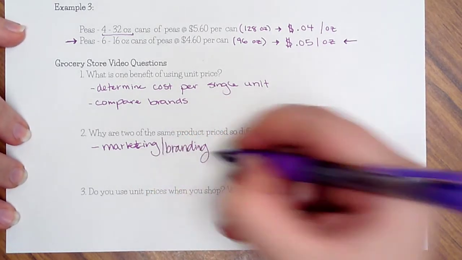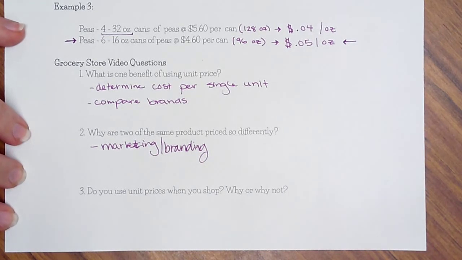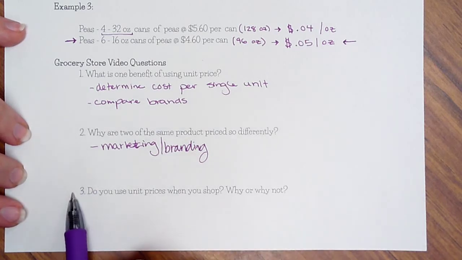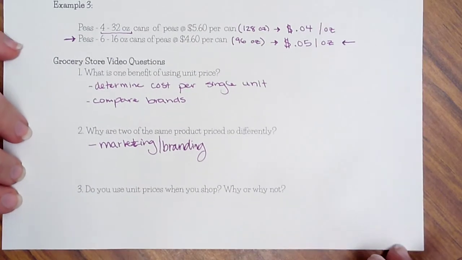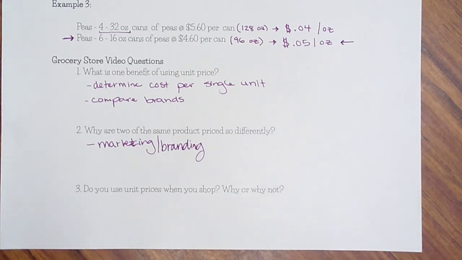It also costs money to make the product. So based on the expense of the production, if one company does something in a cheaper manner, it may cost them less to sell as well. And then the last one isn't necessarily a right or wrong answer. I want to know, do you use unit prices when you shop? Why or why not? I do when I go to the store because I like to be money savvy.